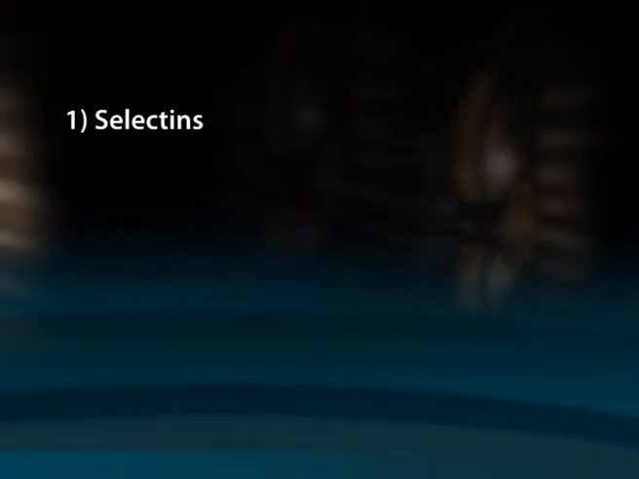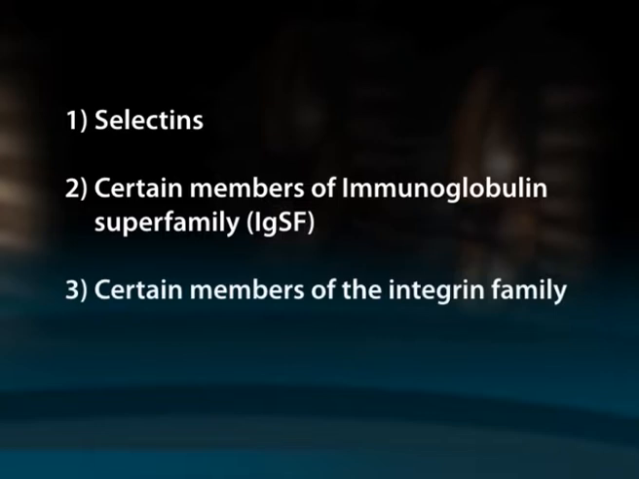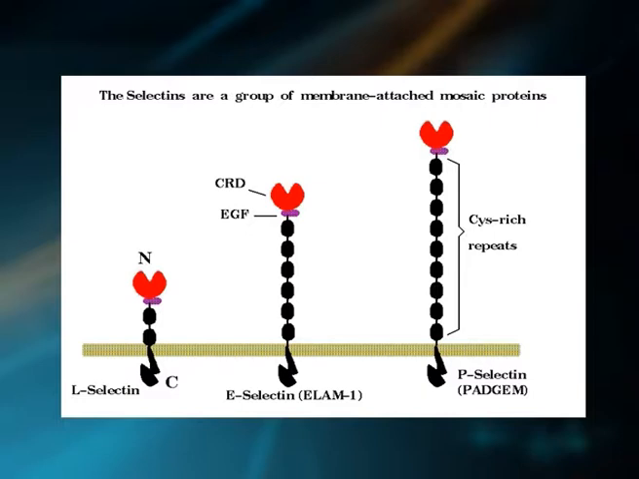4 distinct families of integral membrane proteins play a major role in mediating cell-cell adhesion. 1. Selectins. 2. Certain members of the immunoglobulin superfamily, or IGSF. 3. Certain members of the integrin family. 4. Cadherins. Selectins. Selectins comprise a family of integral membrane glycoproteins that recognize and bind to a particular arrangement of sugars in the oligosaccharides that project from the surfaces of other cells.